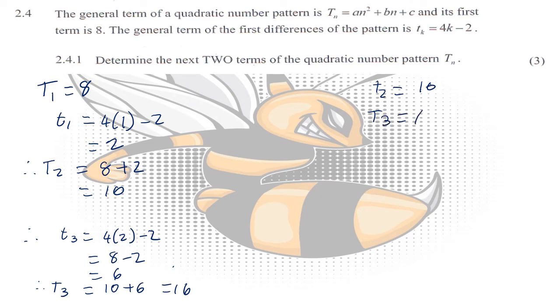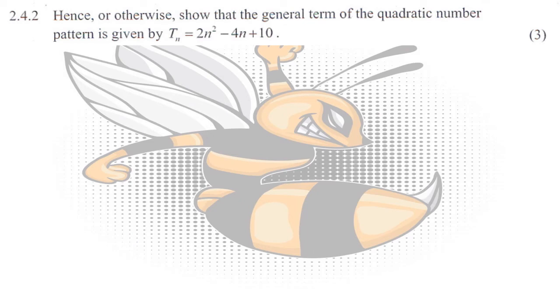is equal to 16. The next question then asks you, okay, show that the general term of the quadratic number pattern is given by Tn equals 2n squared minus 4n plus 10. So remember, now you know what your quadratic sequence looks like.